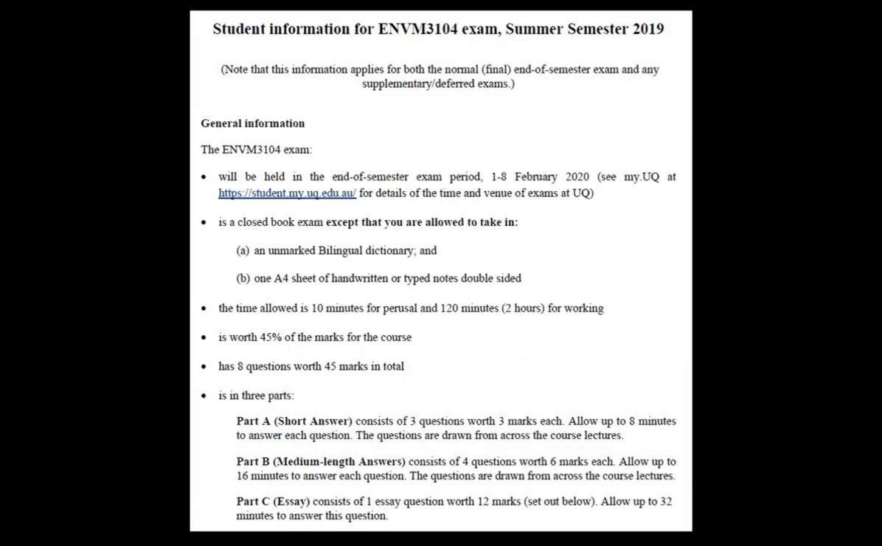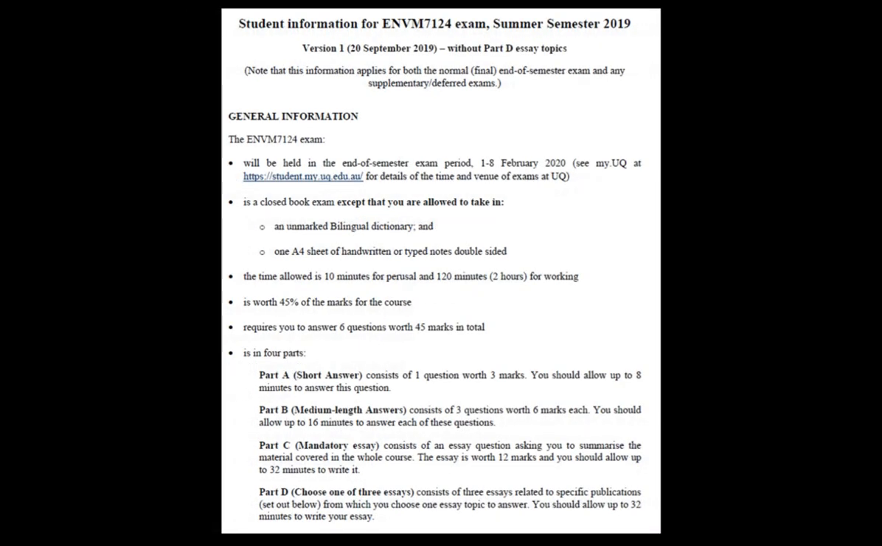In terms of the exam, up on the Blackboard site, the exams are different between the two courses. The undergraduates have three parts: a short answer, a medium length answer, and an essay. The postgraduates have a short answer, a medium length answer, a mandatory essay, and then a Part D, choose one of three essays. Towards the end of the semester, I'll choose three recent research articles relevant to international environmental regulation and put them up on the Blackboard site. The postgraduates get to choose one of them to critically evaluate, and in the exam you write down your critical evaluation of that article. You'll know what the articles are beforehand, so you can choose and go into the exam and do that.